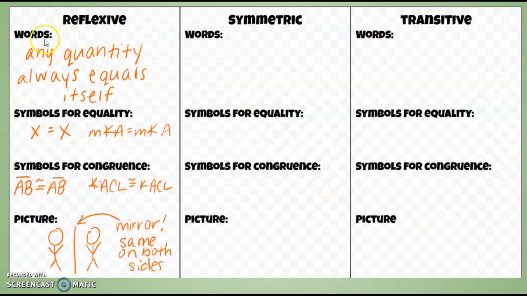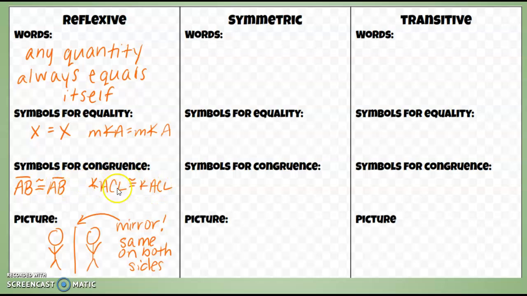Okay, so reflexive in words, any quantity always equals itself. And in symbols for equality, you can say x equals x, or you can say the measure of angle A is equal to the measure of angle A. Those are two examples there. Congruence, it's kind of the same thing. So segment AB is congruent to segment AB, or angle ACL is congruent to angle ACL itself.